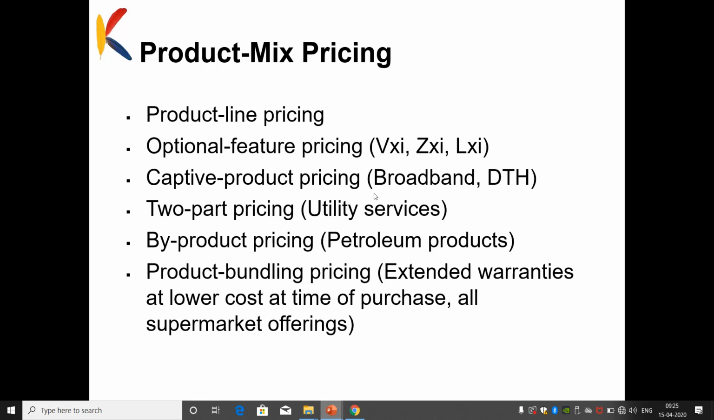There is also a byproduct pricing strategy, generally adopted by petroleum companies. Apart from the pure petrol which they fetch, there are so many other byproducts which they derive at the time of refining petrol in the petroleum refineries.